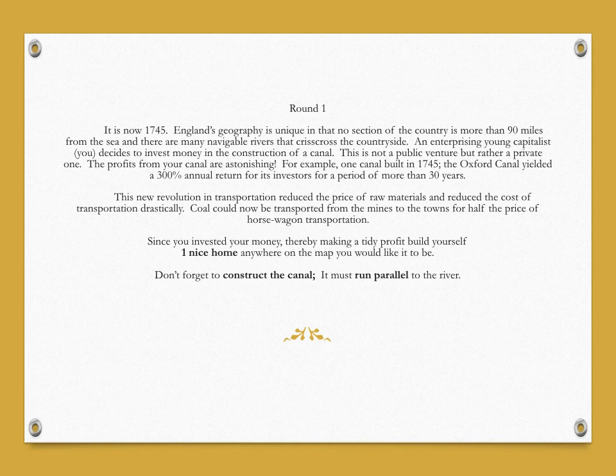It is now 1745. England's geography is unique in that no section of the country is more than 90 miles from the sea, and there are many navigable rivers, that means you can sail on them, that crisscross the countryside. An enterprising young capitalist, that would mean you're trying to make some money, you decide to invest money in the construction of a canal. This is not a public venture, but rather a private one. You're digging it to make money off of it.